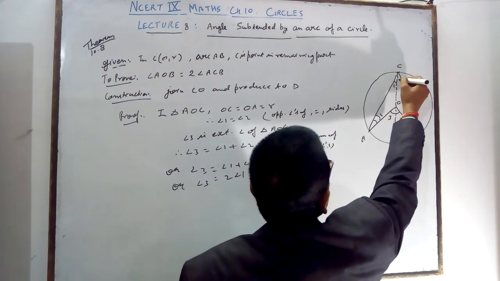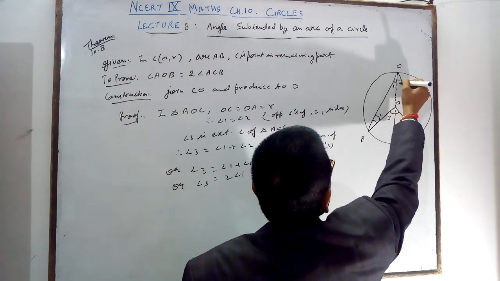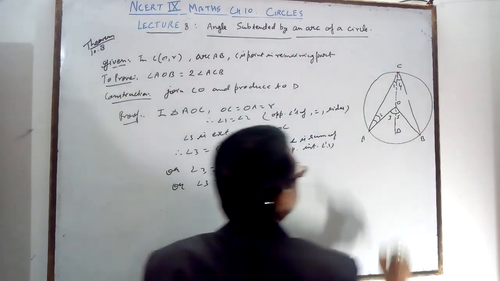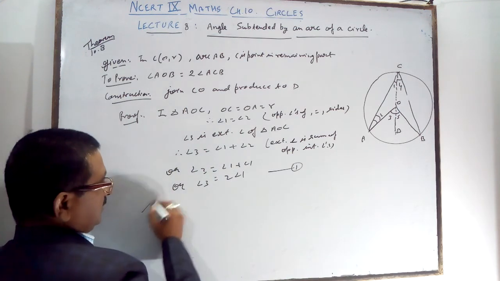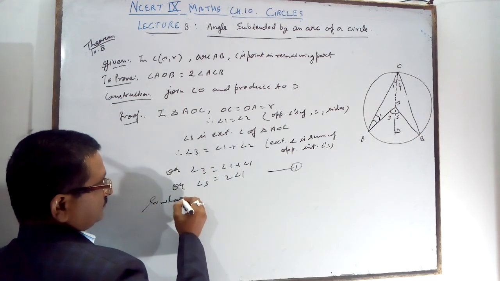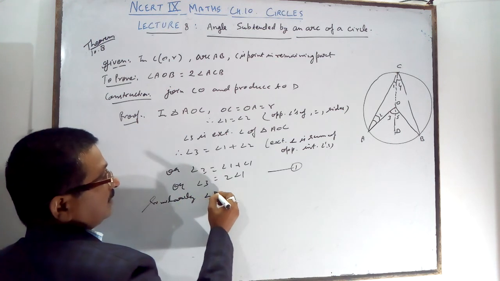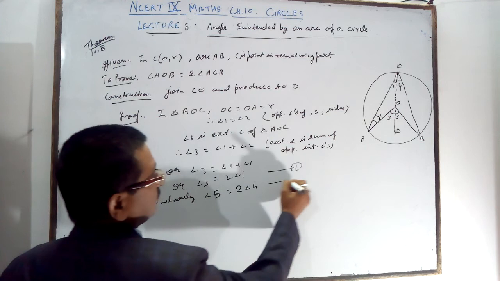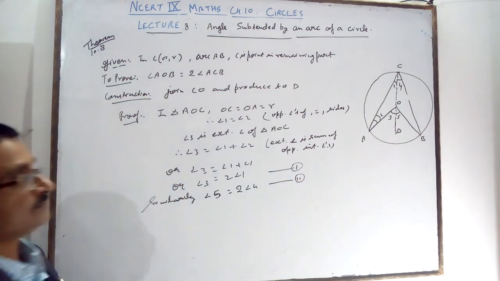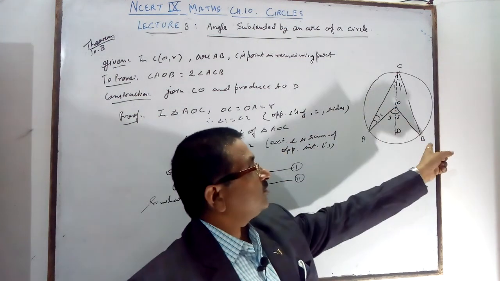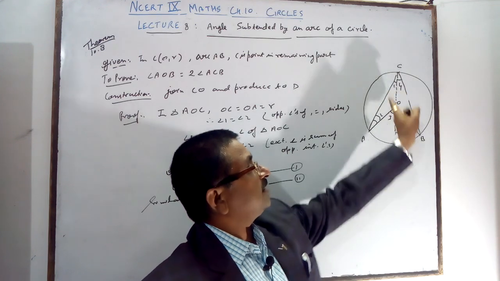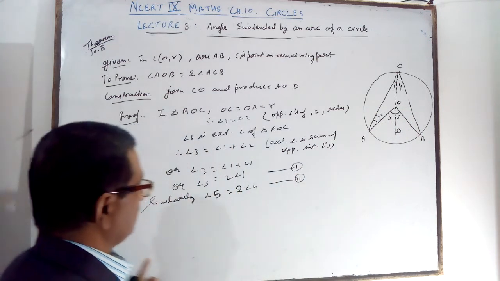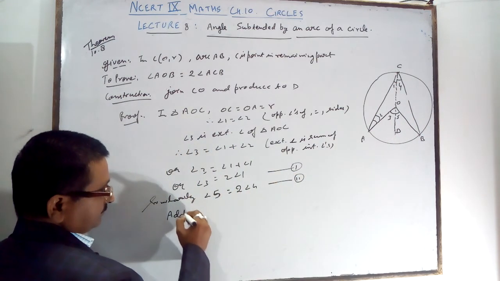Here you take 1, 2, 3, 4 and this one is 5. Similarly, angle 5 is equal to twice angle 4. Same thing: OC is equal to OB, radius. Isosceles, so these two angles are equal. The exterior angle is this plus this, so twice. No need to show. Similarly, adding first and second.